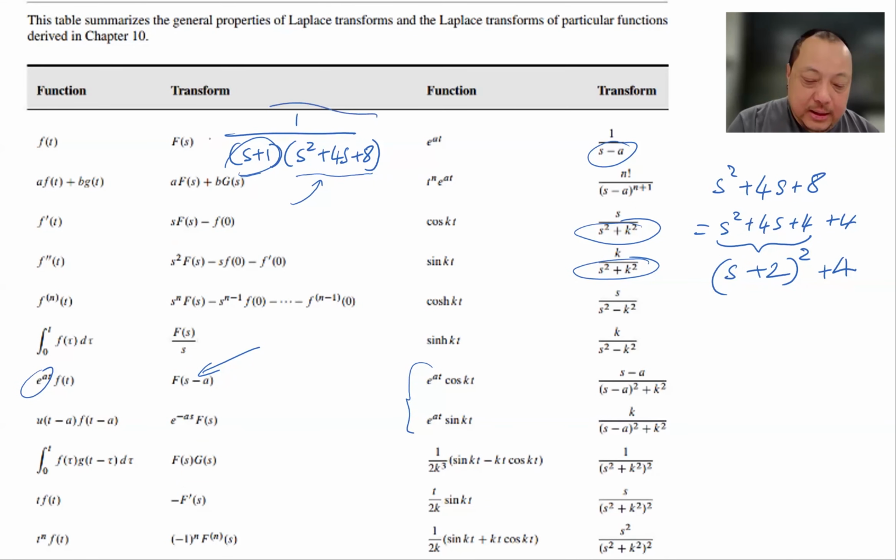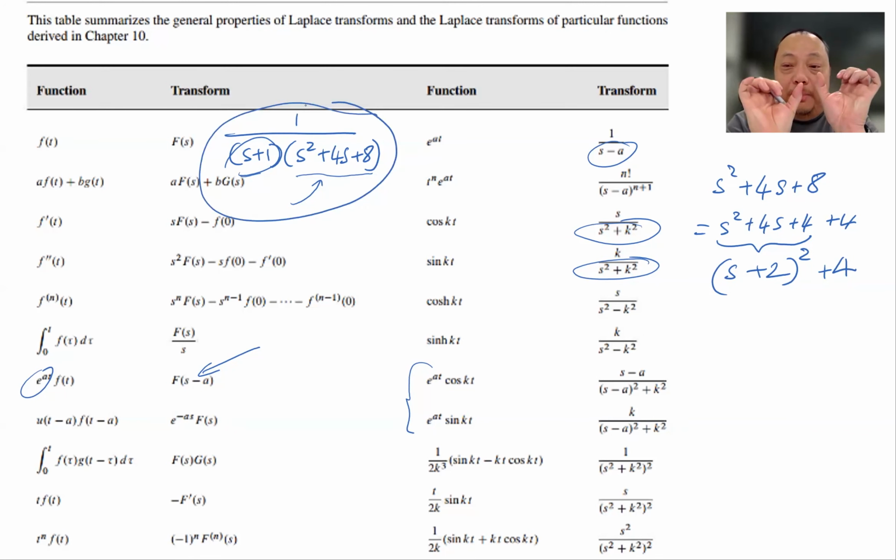So I have a capital X that has a product in the denominator. If I can only separate them into a sum of each separate one, then one of them is the e to the at, that's the s plus 1 denominator, and the other is the s plus 2 squared plus 4. That'll be some sort of e to the at cosine or e to the at sine. Well, the technique of separating a combined denominator into two separate fractions is called partial fractions. Right? So yeah, I guess that's what I'm going to do.